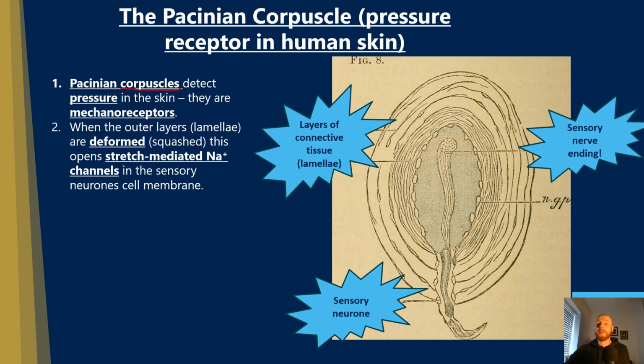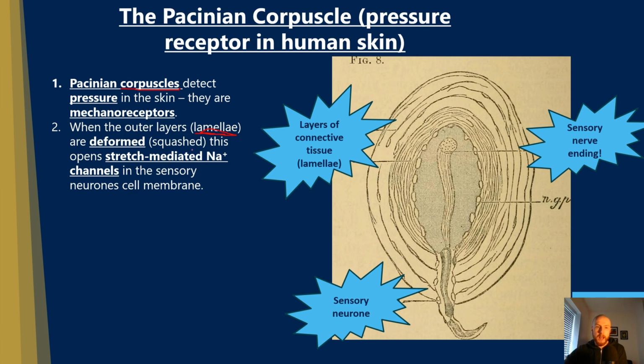Now, number two, the outer layers are called lamellae, and we see the term lamellae in different structures in biology. So, for example, the fish gills have lamellae. Between the stacks of grana in the chloroplast, we have intergranal lamellae. So that is a term that comes up in many ways. And in this case, it just means layers of tissue.